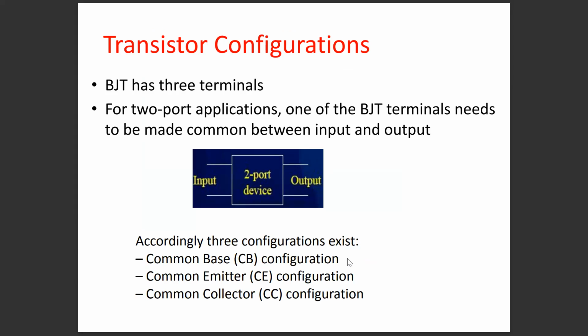Next, transistor configuration. BJT has three terminals. For two-port applications, we need four terminals for input and output. Accordingly, three configurations are common: common base configuration, common emitter configuration, and common collector configuration. In common base configuration, base is common for input and output port. In common emitter configuration, emitter is common for input and output. In common collector configuration, collector is common for input and output.